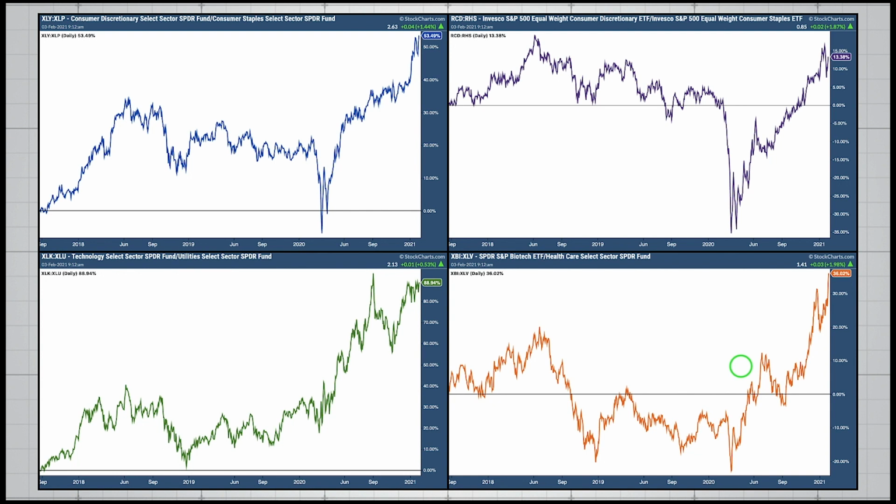We can look at tech versus utilities. That's the green line down here. I like to watch that, again, sort of as a broader measure of offense versus defense. If we're favoring tech, that is very offensive for the market. If we're favoring utilities, very defensive for the market.